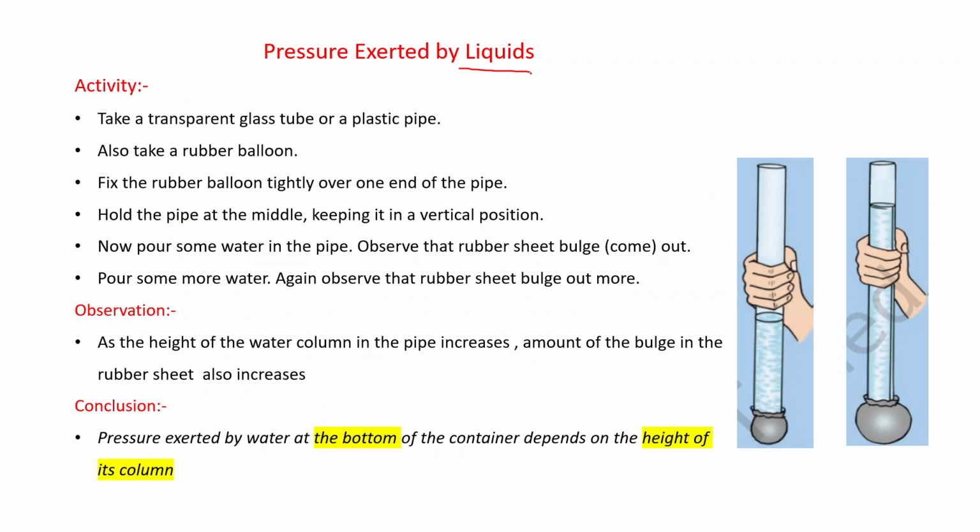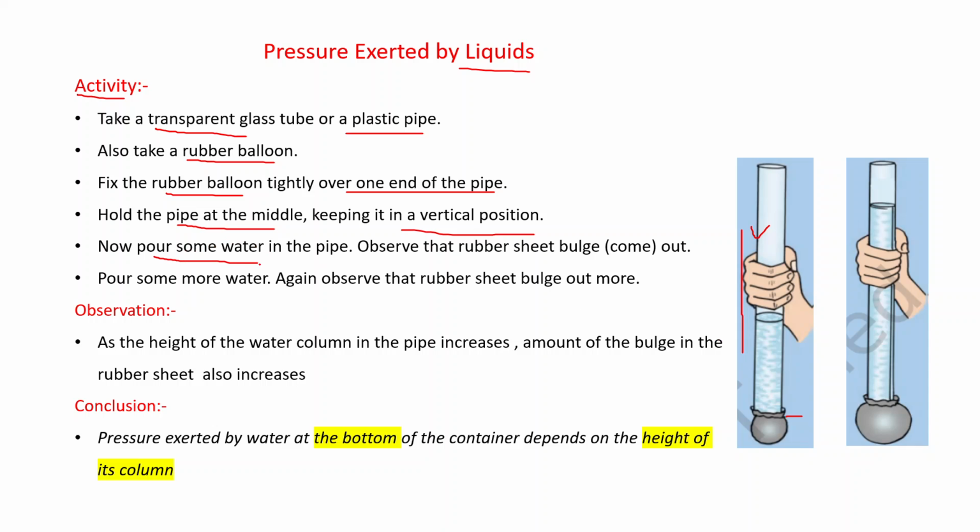Pressure exerted by liquids. First, there is one activity. Take a transparent glass tube or a plastic pipe. Also take a rubber balloon. Fix the rubber balloon tightly over one end of the pipe like this one. This is the pipe and at this end we have fixed this rubber balloon. Hold the pipe at the middle, keeping it in a vertical position. This is called vertical position.